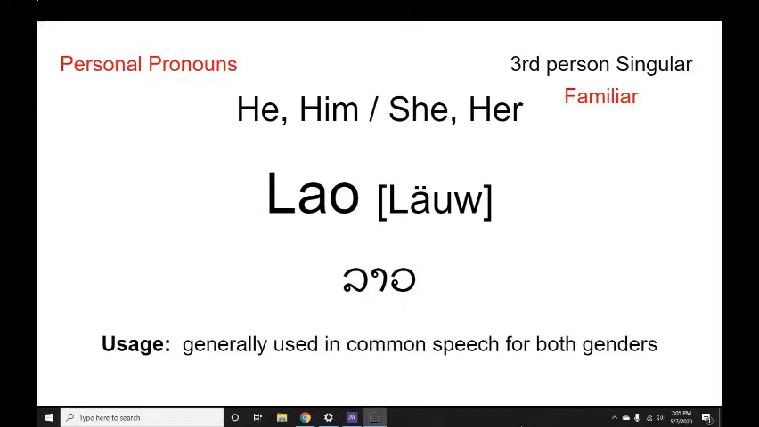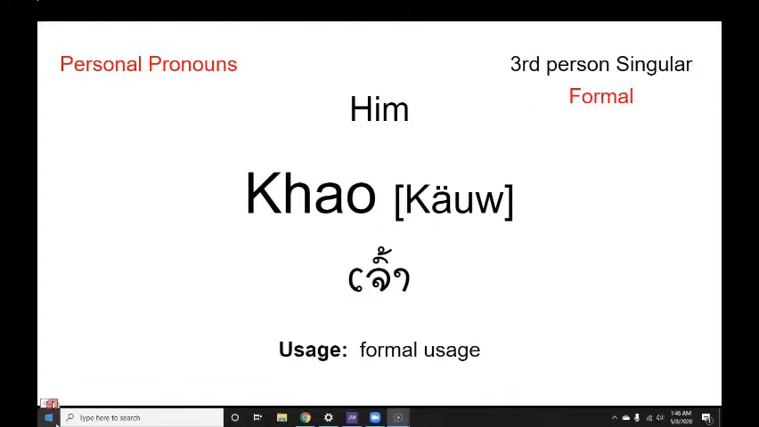especially in the New World version, the newer Christian Greek scriptures, you'll see Lao for him or her or he or she. Okay? And this is a familiar reference to he or him or she or her. So, meaning that you know the person. Okay? Now there is a formal way of saying him, a very formal way to address a gentleman as him or a man as him, and it's kao. Kao. Okay, short and sweet. Kao. All right.